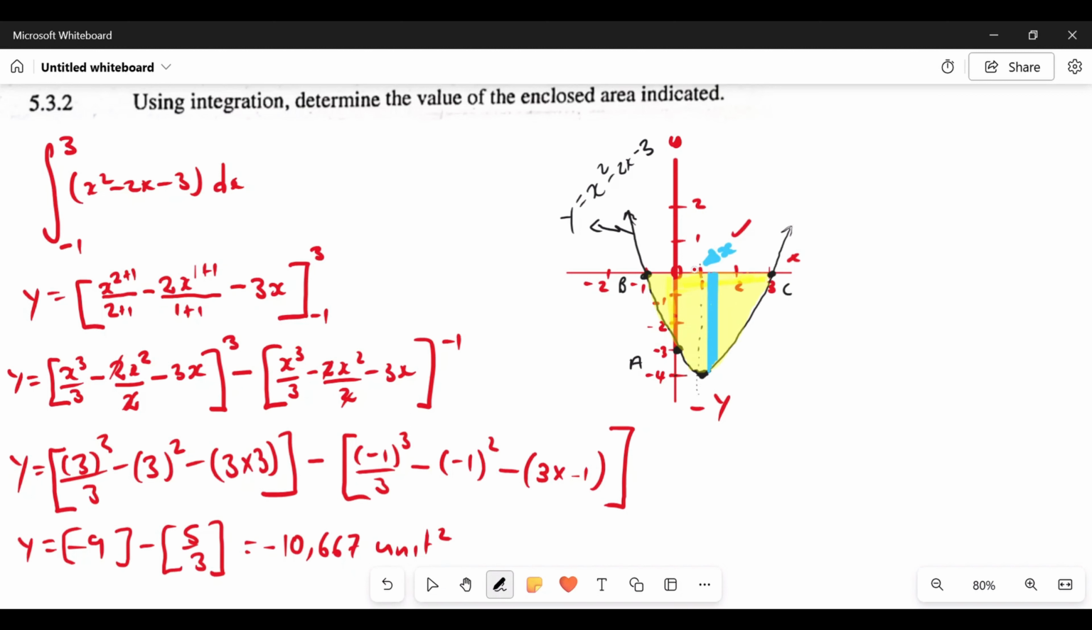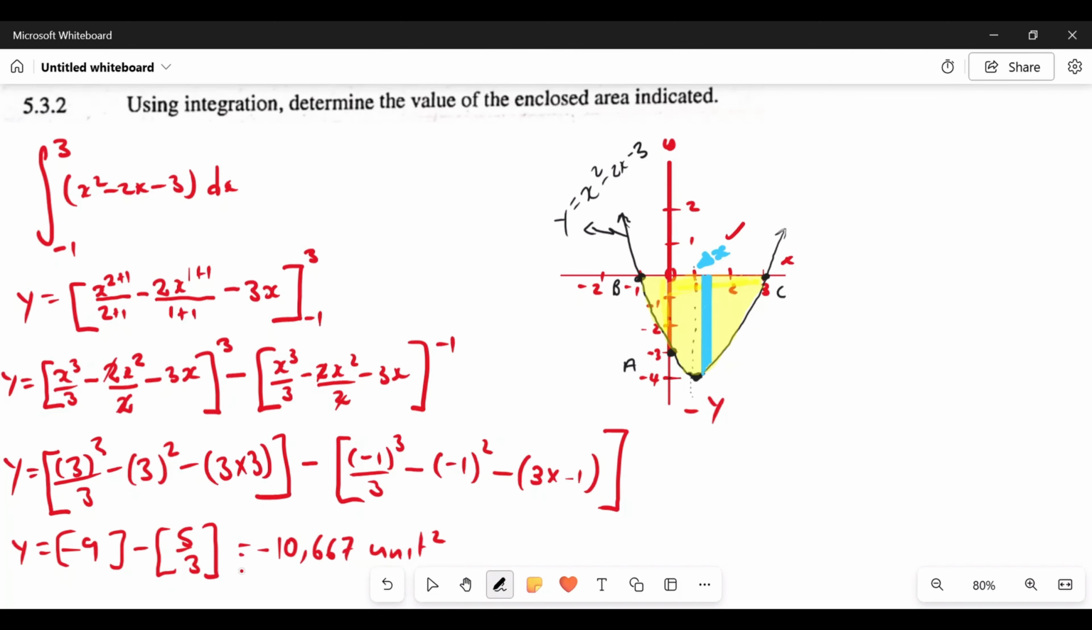As you can see, this area that is shaded, it's on the negative part of y. That's why it is negative. So you can actually rewrite it as a positive answer, where you can say 10,667 unit square. Right. I hope you managed to understand how to do this one, guys.